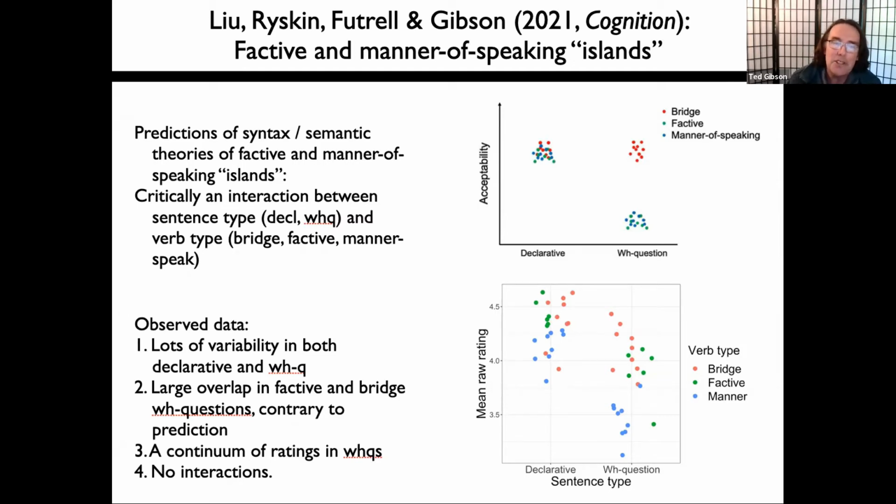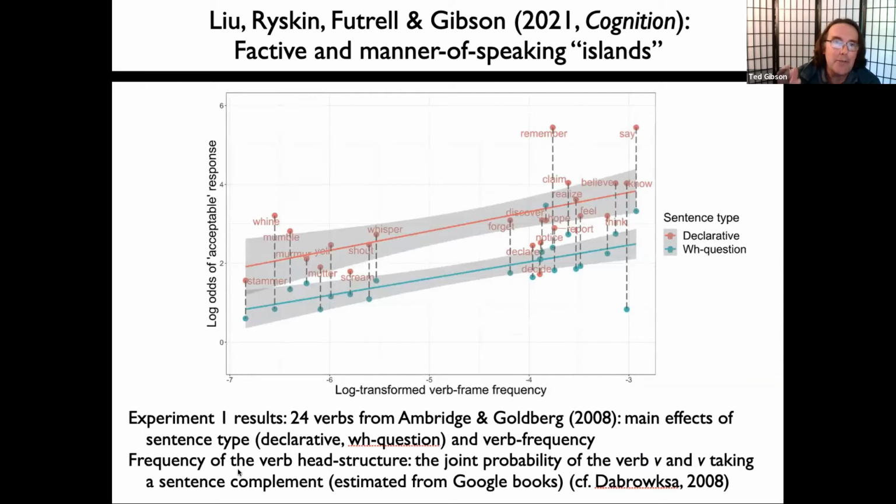It's just that the frequency of the verb frame turns out to be predicting acceptability, along with sentence type. This is building on an idea going back to Eva Dabrowska in 2008. I've just regraphed the exact same data, putting verb frame frequency on the x-axis and the acceptance rate on the y. We see basically two lines here. This is the WH questions. This is the declaratives. And so we see two strong main effects with no interaction whatsoever.